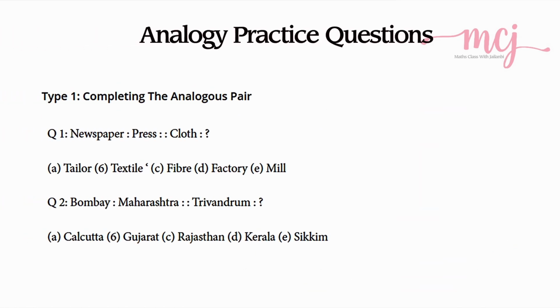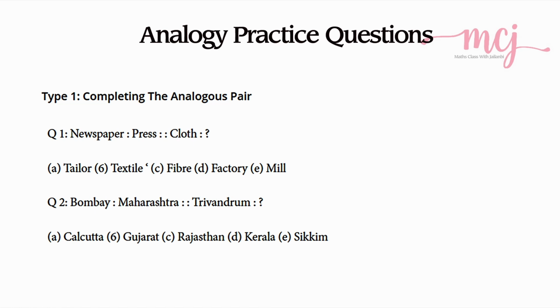Next, type 1, completing the analogous pair. In this type of questions, two words are given. These words are related to each other in some way. Another word is also given. The candidate is required to find out the relationship between the first two words and choose the word from the given alternatives which bears the same relationship to the third word as the first two bear. Here we have some examples.